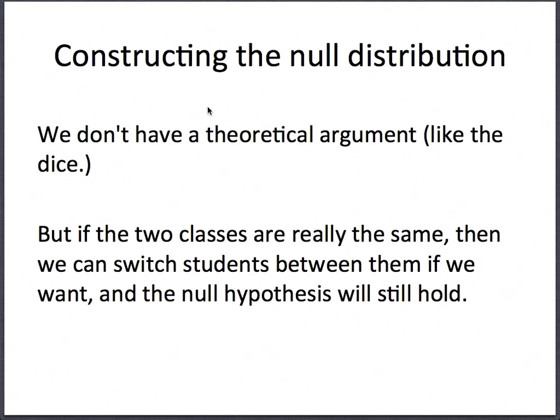So if I want to ask how often, given that I have this set of students, how often are the good half going to end up in class A, which is smaller? All I can do is rearrange them in all possible ways and look at the average class score over all of those rearrangements.